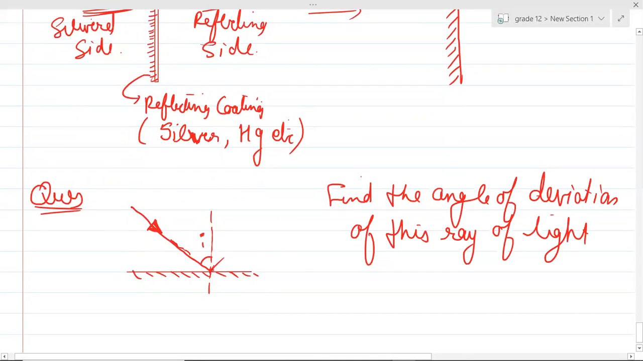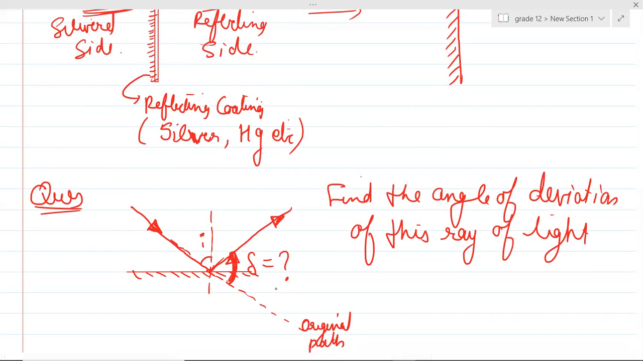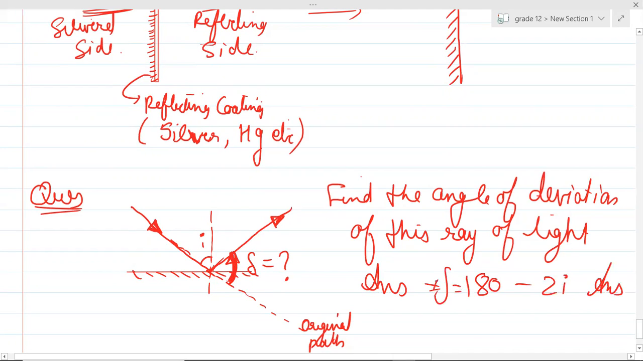So basically what do you mean by this? If the light ray goes like this, can you see the original path was this? If this mirror would not have been there, then this, can you see? Due to the mirror, the light deviated by this much angle. So how much is this angle? It's a one line answer, guys. 180 minus 2i. Exactly. Delta is equal to 180 minus 2i.